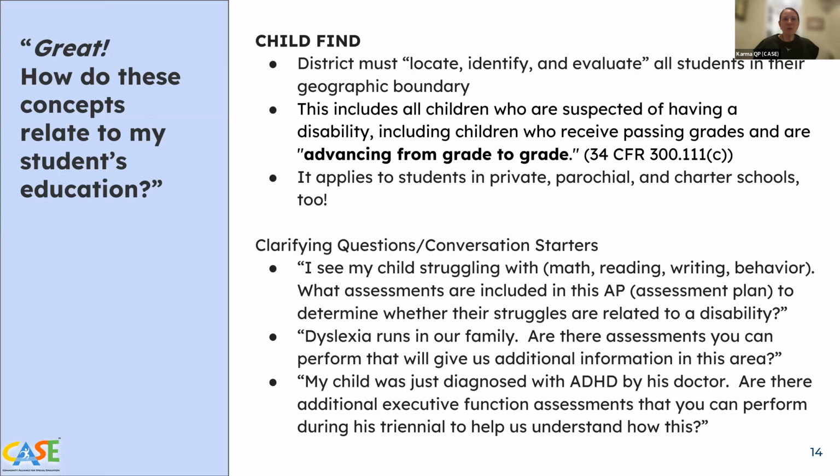So what questions would we ask at an IEP meeting or of the school team about child find? I see my child struggling with math or reading or writing or their behavior. What assessments are included in an assessment plan to determine whether my kid's struggles are related to a disability? Or dyslexia runs in our family. Are there assessments you can perform that will give us additional information in this area? Or maybe my child was just diagnosed with ADHD by his doctor. Are there additional executive function assessments that you can perform during his triennial assessment to help us understand this?